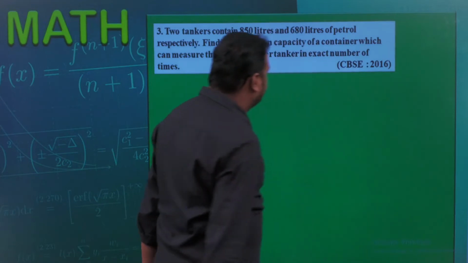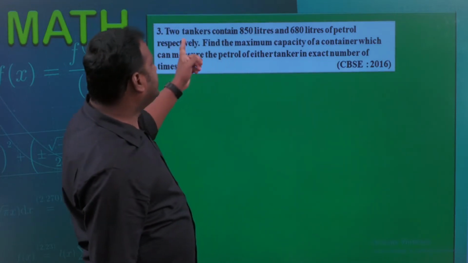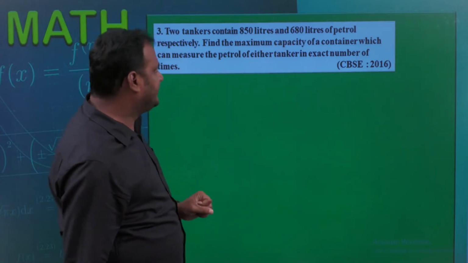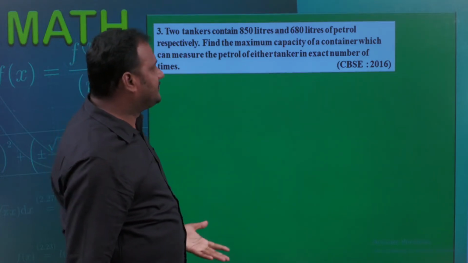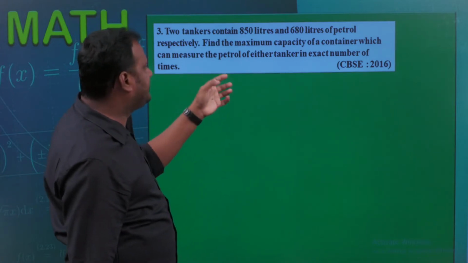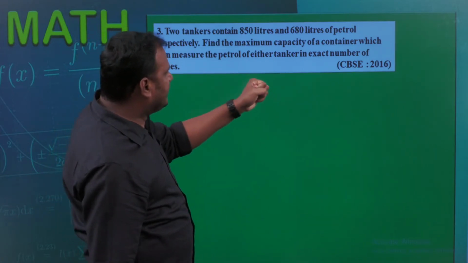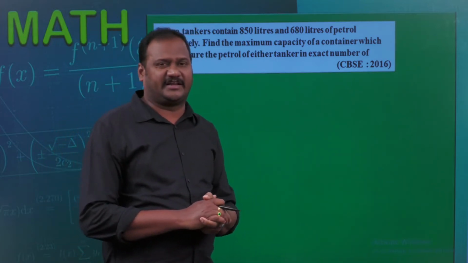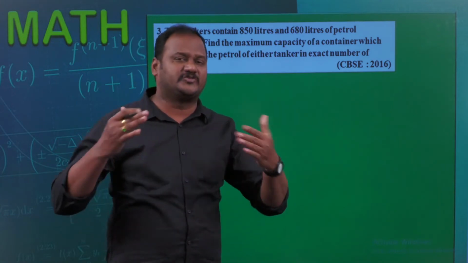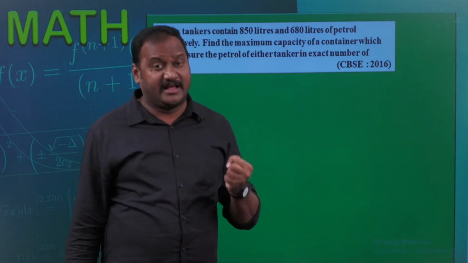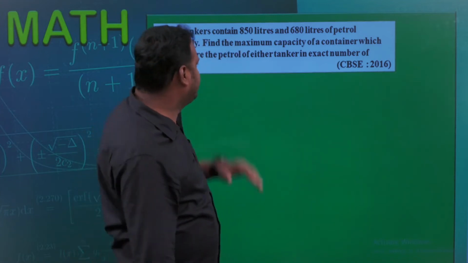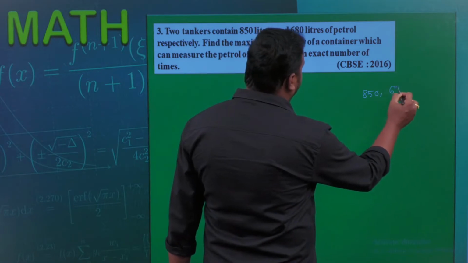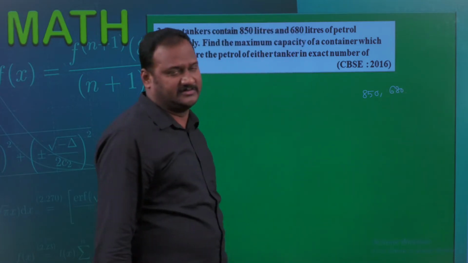So moving on to the next problem here. Two tankers contain 850 liters and 680 liters of petrol respectively. Find the maximum capacity of a container which can measure the petrol of either tanker in an exact number of times. So this is sometimes kind of a confusing thing, what has to be done exactly? I have taken two numbers. Those two numbers are 850 and 680. Okay, these two are the two numbers.